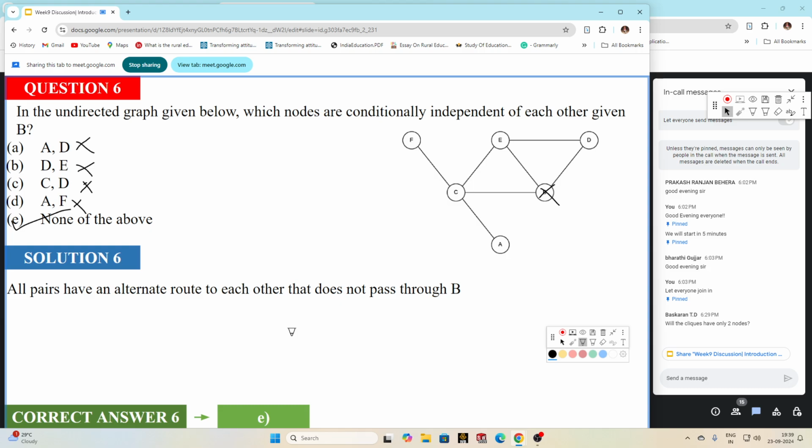Sir, A to F, tell me once again. A to F, yes, this is the route: A to C, then C to F. This is the path.